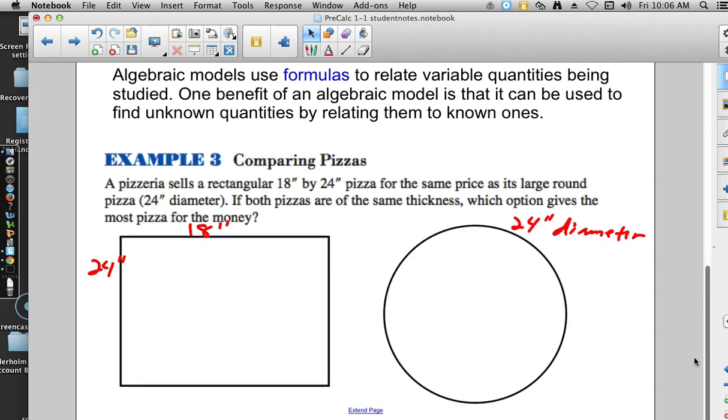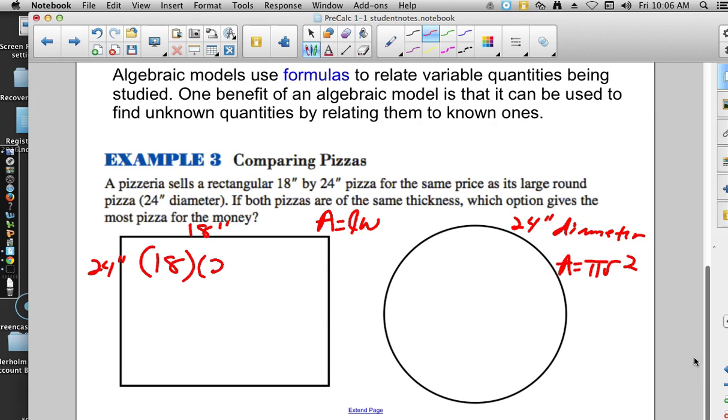So normally we'd say with something like this, we should think in 3 dimensions, but they're saying it has the same thickness. So we don't need to worry about that. What we need to worry about is the toppings on the top, you know? And that's not 1-dimensional, that's 2-dimensional. So we need to do 2-dimensional math here, which is for rectangles, area equals length times width. For circles, pi r squared. And whichever one gives us the bigger area is going to be the better buy. So over here, we'll just take 18 times 24 to get our area.